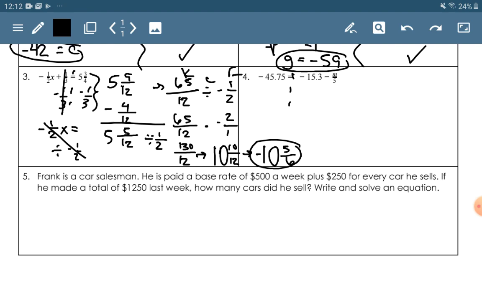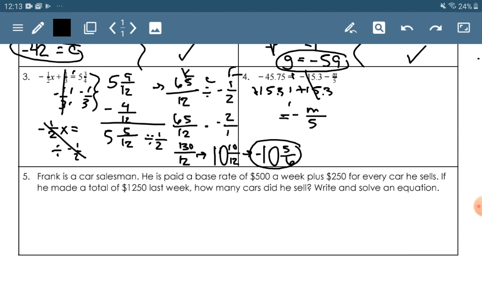I want to get rid of the thing that's not directly attached to my variable or further away from the variable. Again, this usually involves addition or subtraction. So the thing that's furthest away is my negative 15.3. To get rid of it, I'm going to add 15.3 to both sides. On the right, they cancel out, leaving me with a negative m over 5. That negative sign is still there, and the fraction is still there.